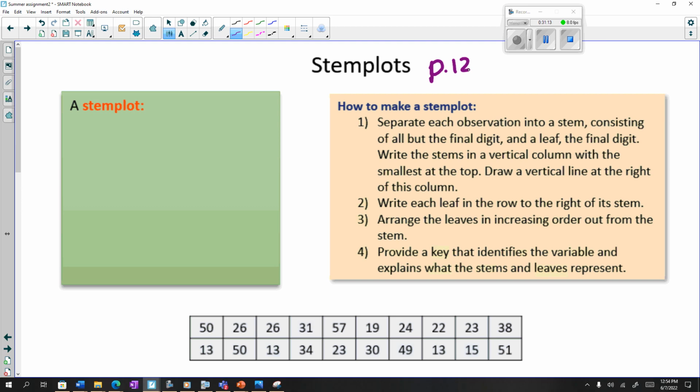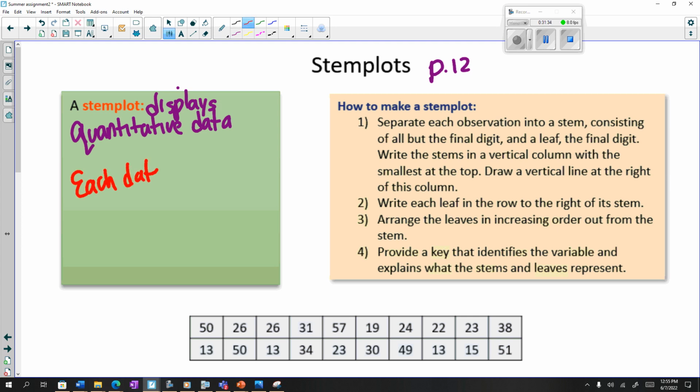Top of page 12, stem plots. Another way to display quantitative data is a stem plot, also known as a stem and leaf plot back in the day. What you need to know is each data piece is represented with a stem and a leaf. And stem plots are nice because you can see every single data point, just like with a dot plot. You could see every single data point represented.